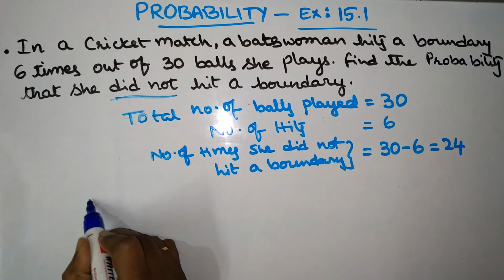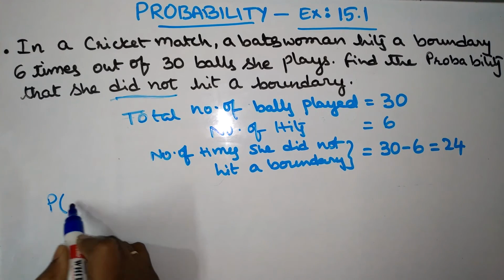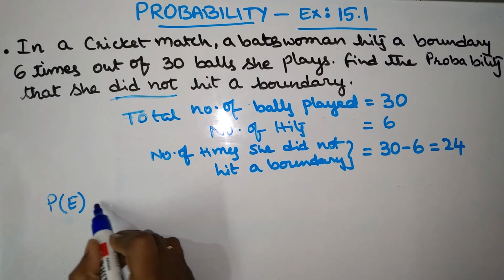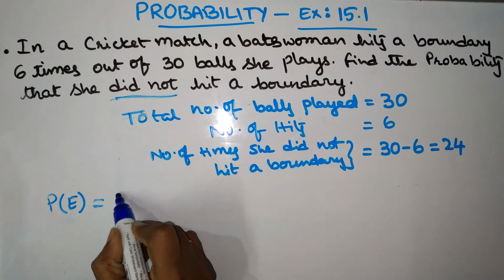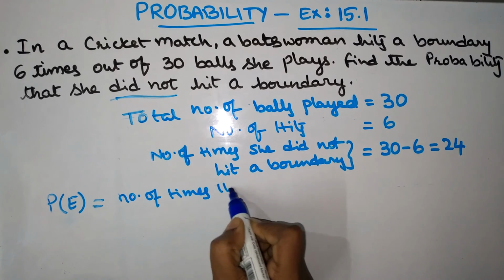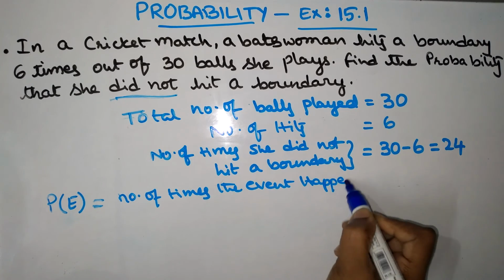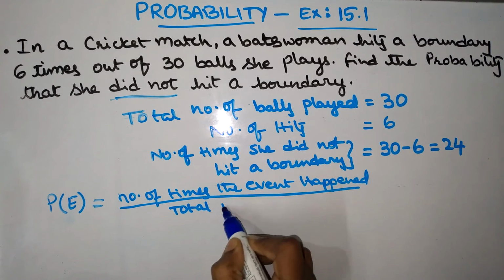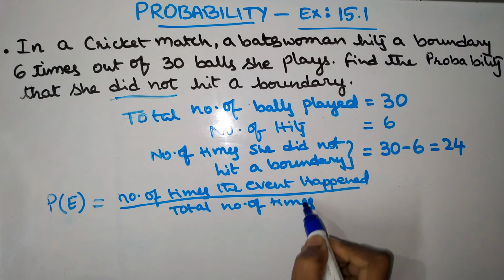Now we need to find the probability of the event that she did not hit a boundary. We know that the formula for the probability of any event is the number of times the event happened by the total number of times.